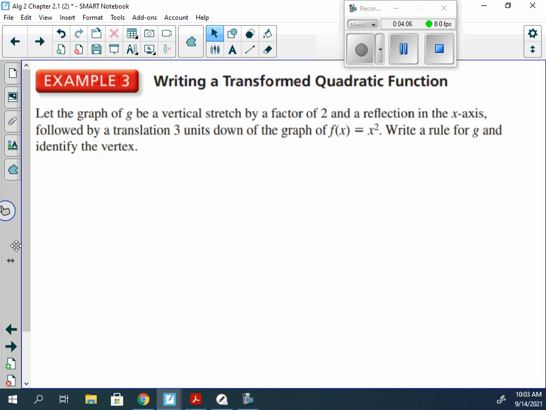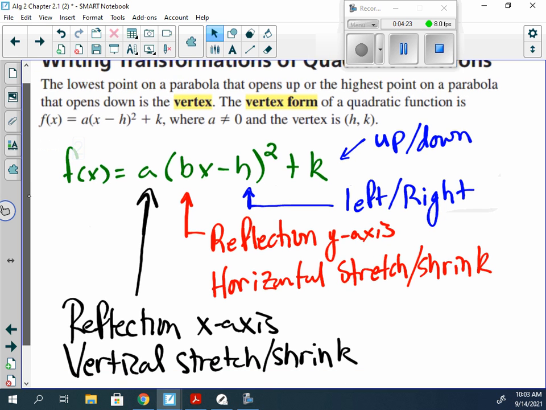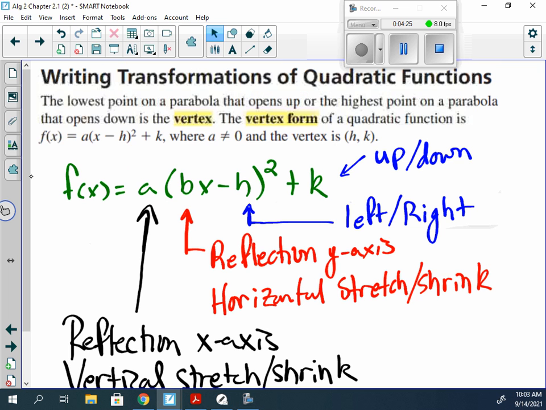So I'm realizing, because it's wanting to write a rule for g, essentially apply those transformations, which we've done before. We did that last chapter in 1.3. Now, identifying the vertex is something new. And I'm realizing as I look at this here, really, the vertex is h comma k. The value of h and k is our vertex, no matter what the function is.